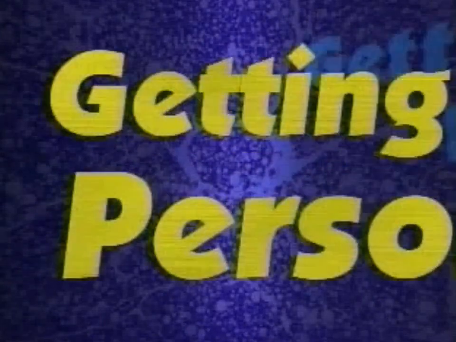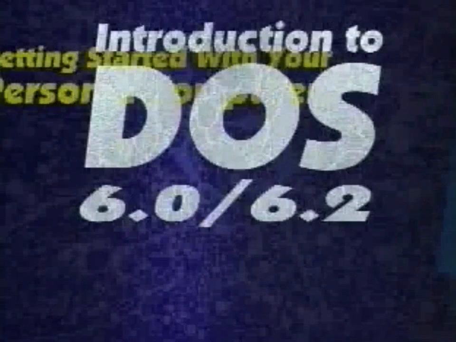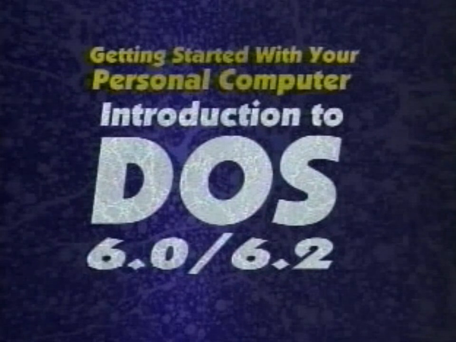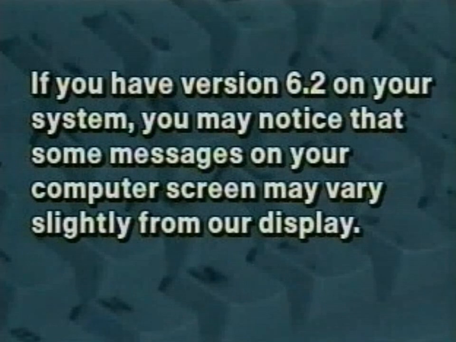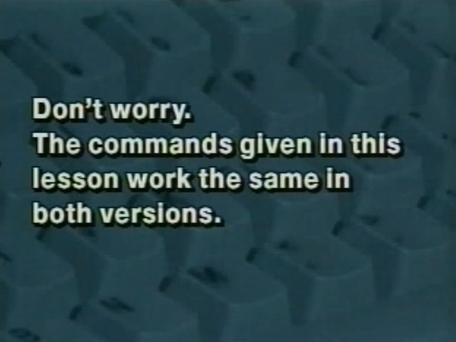And welcome to my tape on getting started with your personal computer, an introduction to DOS 6.0 and 6.2. In this tape, you'll learn the basics of how your computer works with DOS. Viewers, we will be displaying and working with DOS 6.0 for this lesson. If you have version 6.2 on your system, you may notice that some messages on your computer screen may vary slightly from our display. Don't worry. The commands given in this lesson work the same in both versions.